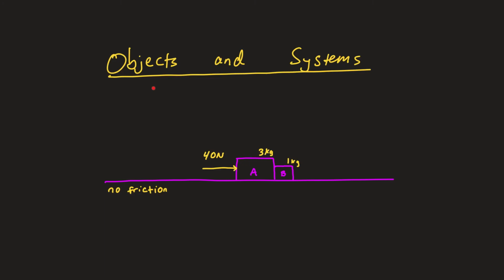Let's look at the distinction between what are called objects versus systems. I've given a simple problem here. We've got no friction. We have block A and block B. The masses of each block are given here. And we see that we have 40 newtons pushing to the right on block A right there.